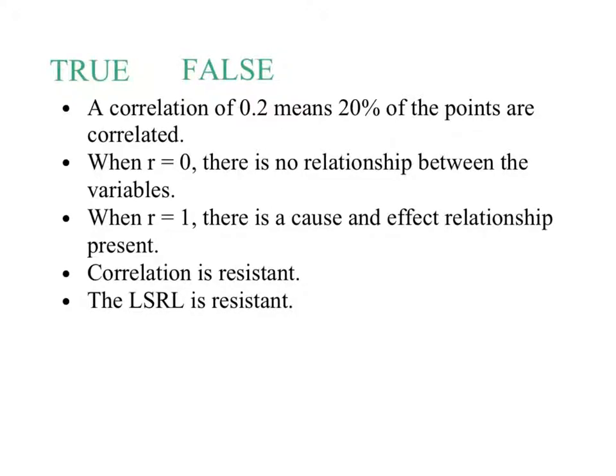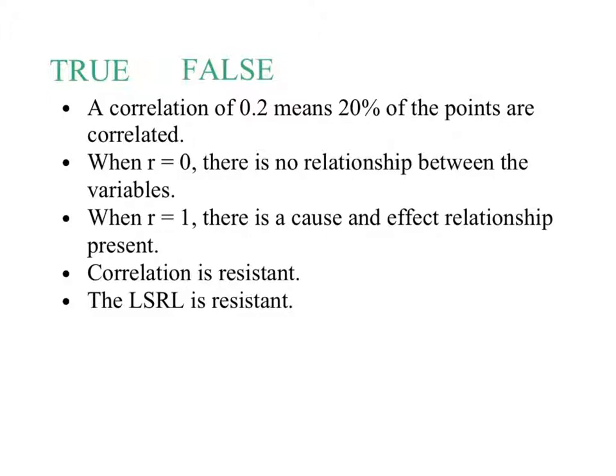In this video, I want to review all the concepts from Chapter 3 and close things up. First, true or false: a correlation of 0.2 means 20% of the points are correlated. Well, the word correlated is not really a word we've used at all, and for good reason. It really has no meaning.